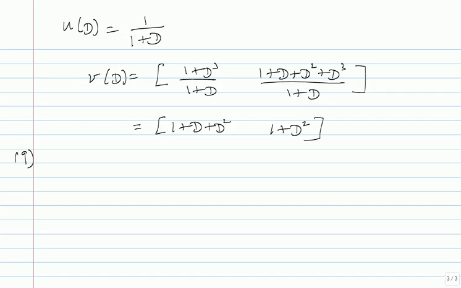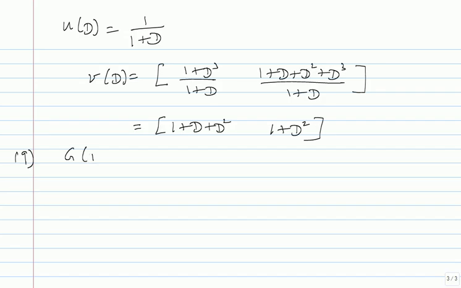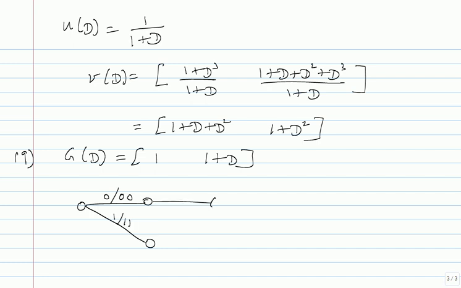Okay, so the trellis is very, very easy. It's only a two-state trellis, right? The output is itself and 1 plus D. Okay, so G of D is what? 1 and 1 plus D. So if you have to do the trellis, it's very easy. If you have input 0, output will be 0, 0. If you have input 1, output will be 1, 1.